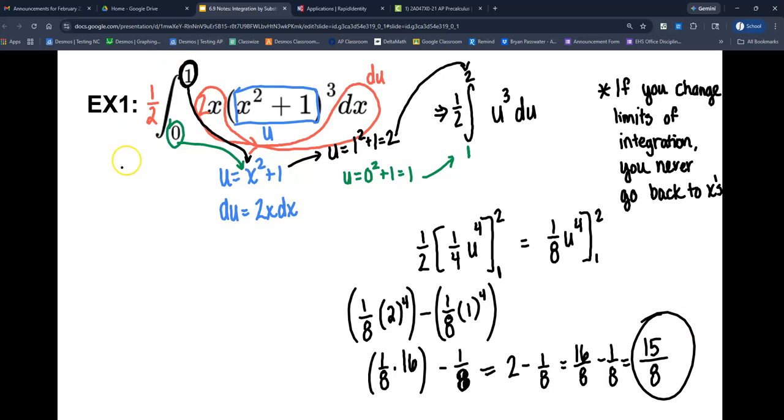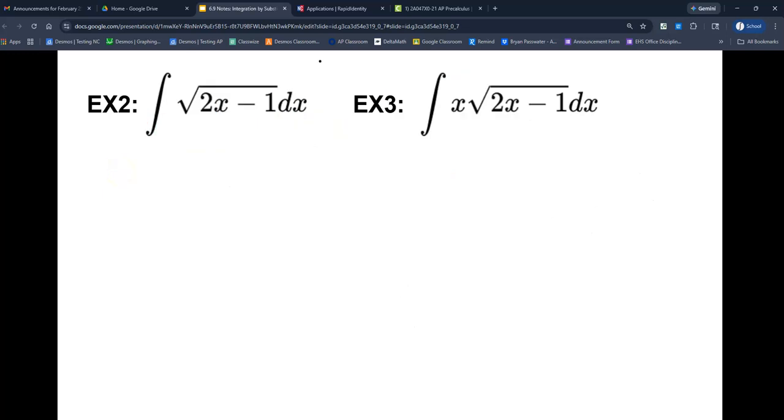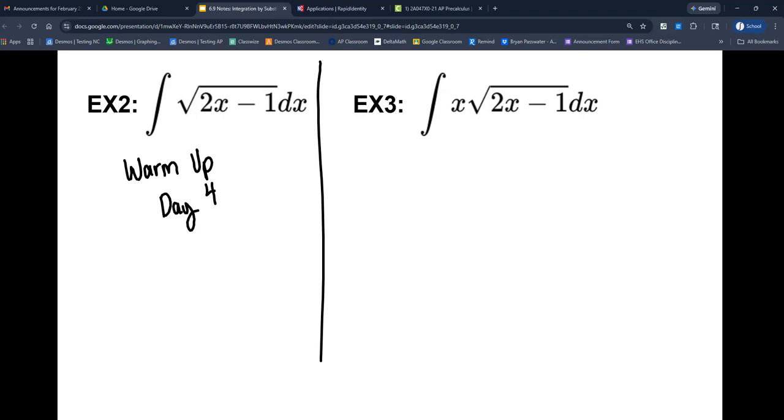All right. Number 2 we actually don't have to do because I just did this on today's warm-up. So this is on your warm-up. We did this on warm-up day 4, we're on day 4 today. So I want you to think about what you did on the warm-up today, and look at this problem over here next to it. And tell me, what difference do you see?